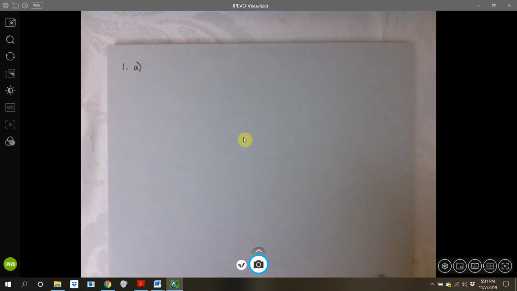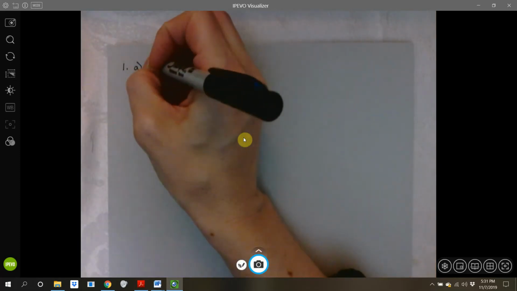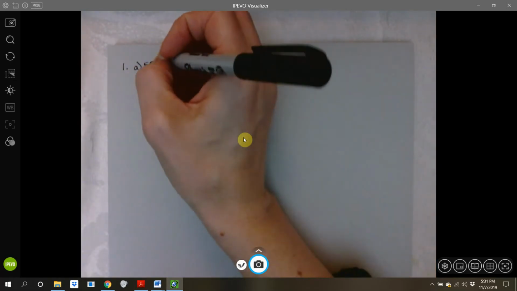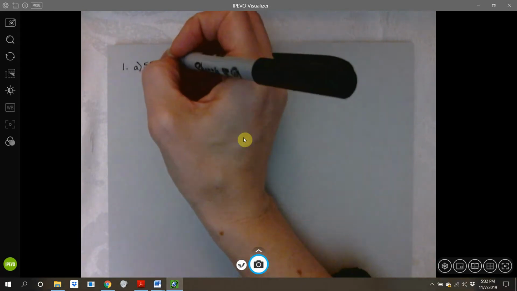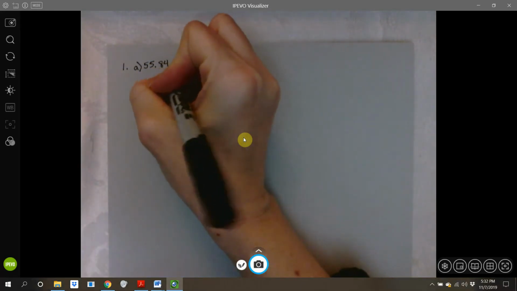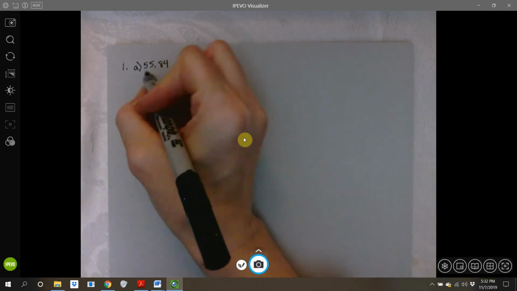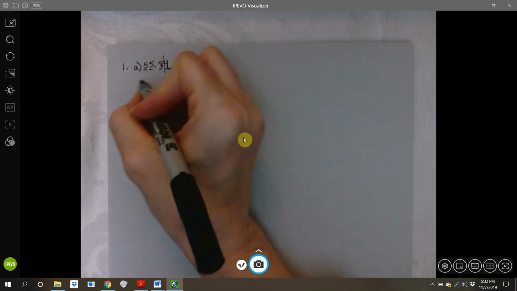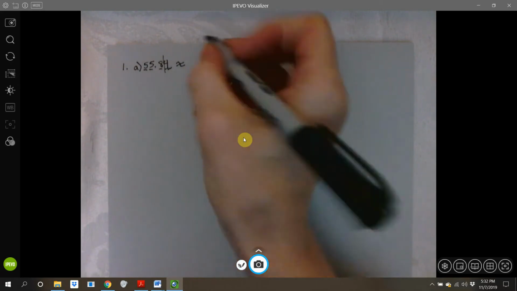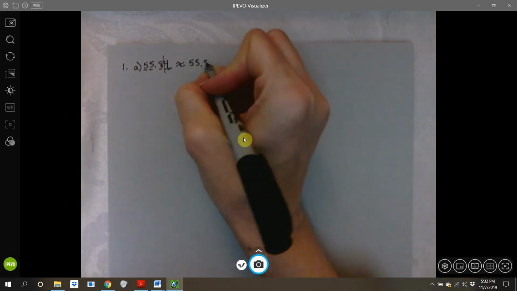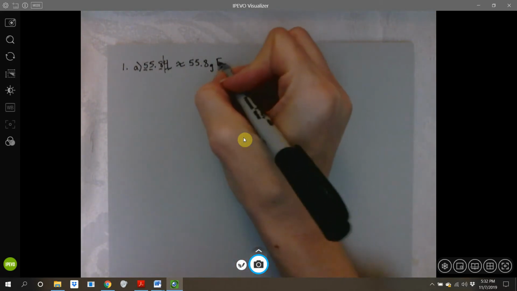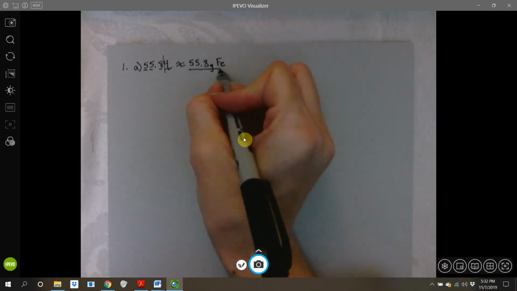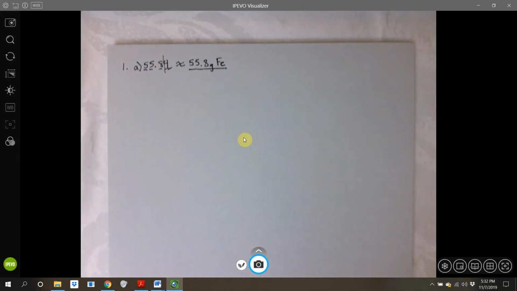So that makes it 55 point, now this says 84, and then a bunch of other digits. So we're going to keep the 5 and the 5 and the 8. We're looking at the 4 to say, do we go up or down? So we'll round off and say 55.8 grams of iron. You just need this final answer. If you pull it off the periodic table and you already know it's 55.8, you don't have to show all of your rounding, but there it is.